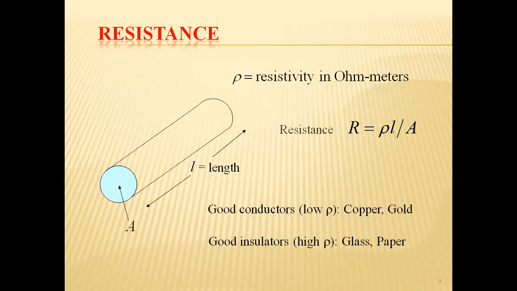For a low value of resistivity, low rho, those materials are known as good conductors, and for a high value of rho, materials are known as good insulators. Examples of good conductors are copper, gold, etc., and examples of good insulators are glass and paper.